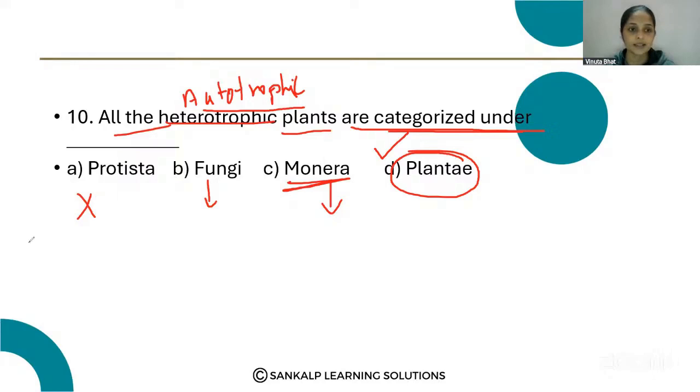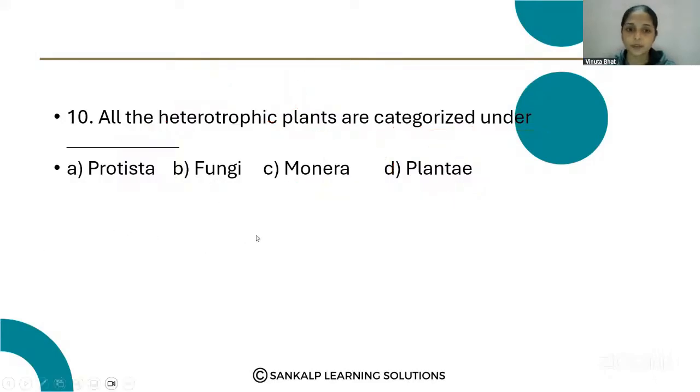Yes. So in today's session, we solved around 10 questions related to this chapter. In the next session, we are going to solve the remaining questions from this chapter.